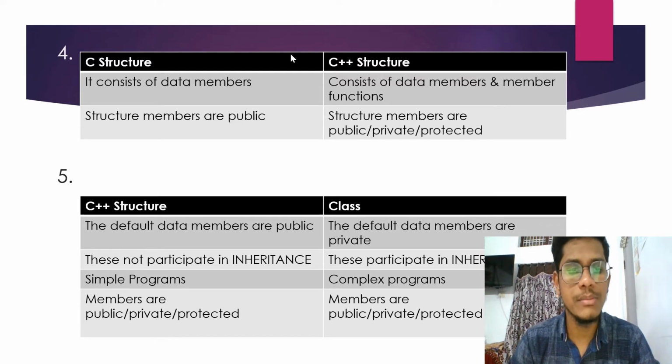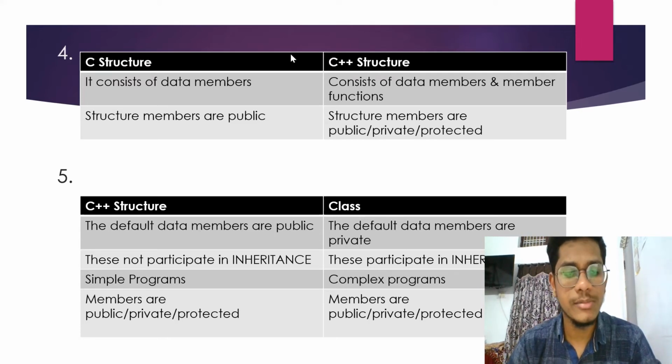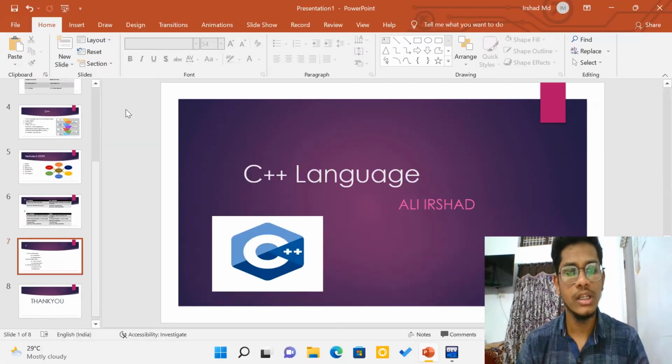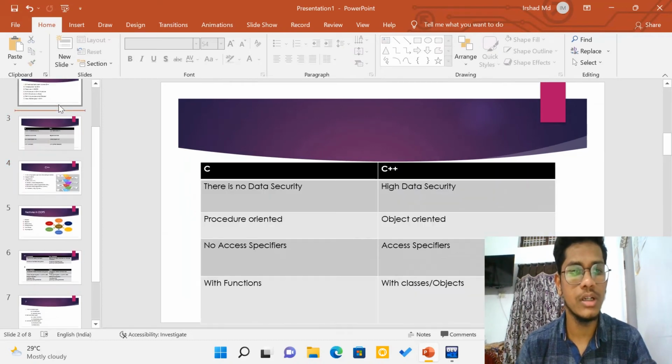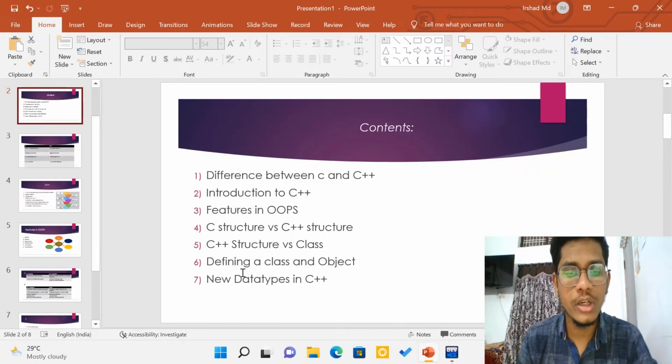Okay, structures are used for simple programs, and classes are used for complex programs. Here members are public, this is the same concept. I mean, in a C++ structure members can be public, private, and protected, and in a class the members are also public, private, and protected. This is a similarity.